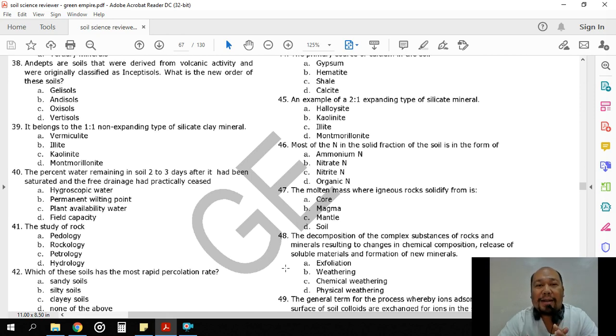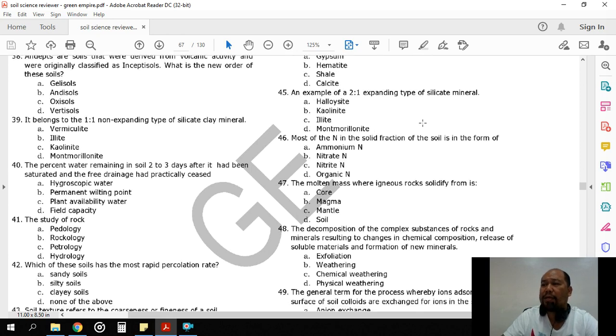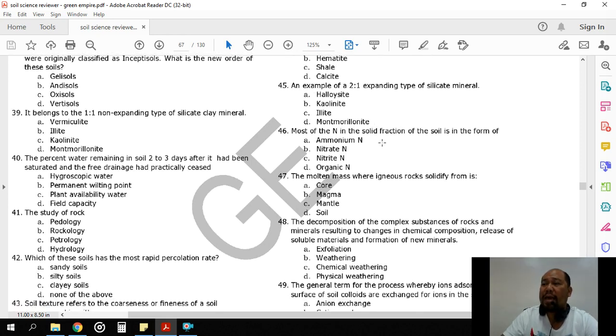Okay, so again, as I was saying last time, we were talking about number 45. We continue, as far as I remember. Okay, 45, we covered this one last time. So number 46, most of the N in the solid fraction of the soil is in the form of, to be honest, I don't know what's the correct answer, but it's either A or B, but let's just refer that one to Ma'am Alesta.